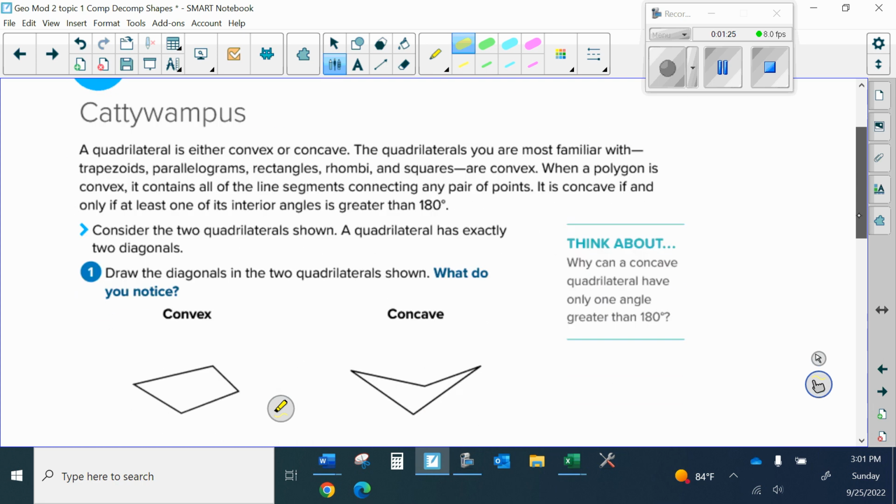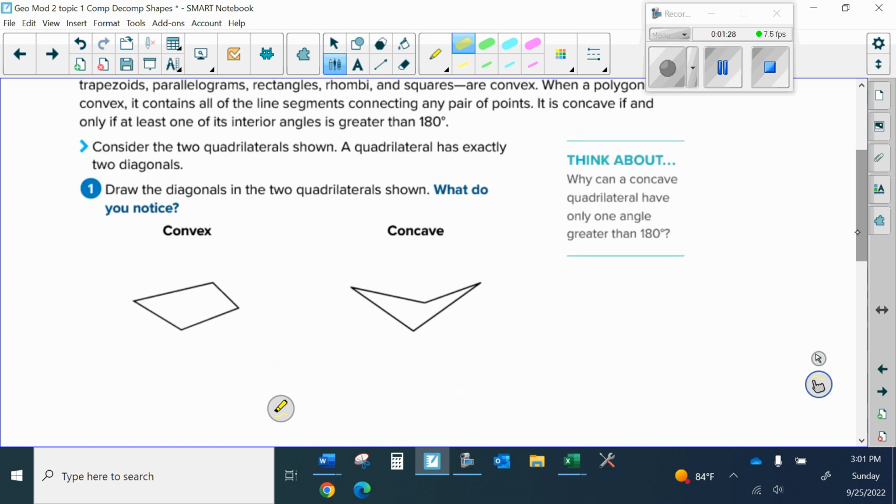All right, next page. Consider the two quadrilaterals shown. A quadrilateral has exactly two diagonals. Remember, a diagonal, let's draw one here. A diagonal connects one vertex to another vertex that it's not already connected to, so it's the non-adjacent ones. Okay, there's that one diagonal, and there's a diagonal right there. Notice that connects to that diagonal, and you have this one connecting right there.